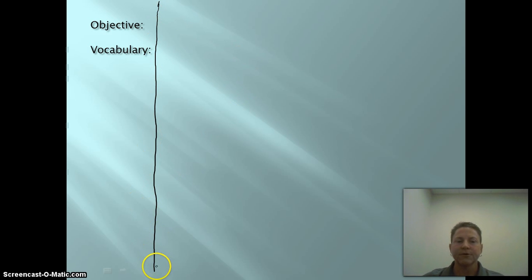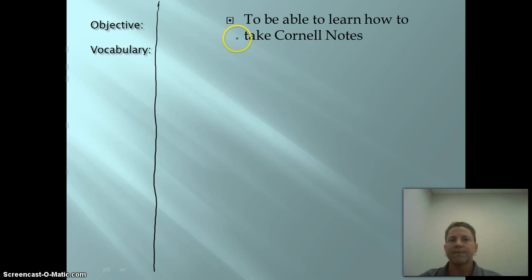You won't have to draw this line like I did. Mine's black because I'm using black ink, but yours will be red. So you will have your red line, and on the left, you're going to write objective and vocabulary, and I will give you the objective in your lesson. For now, your objective is to learn how to take Cornell Notes.